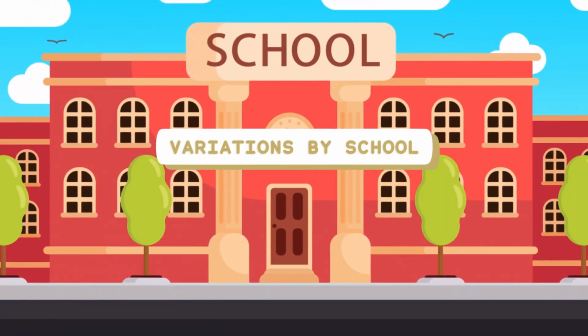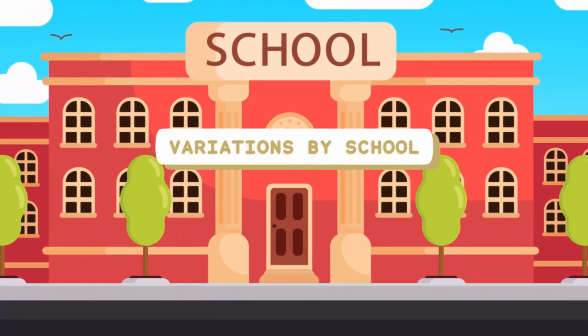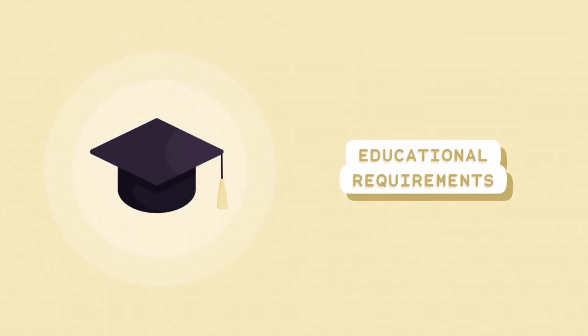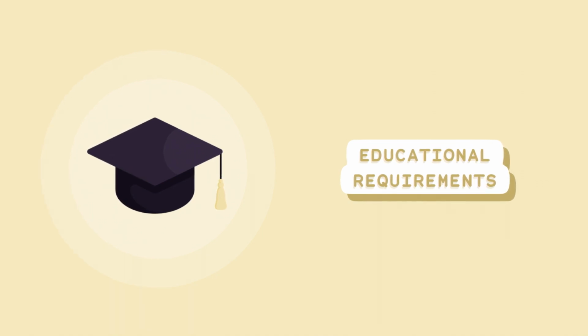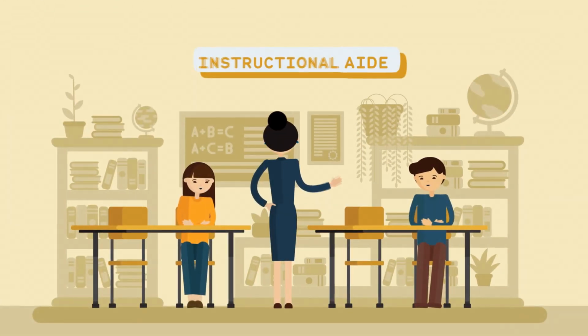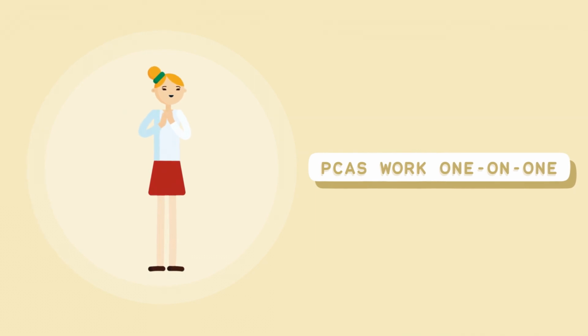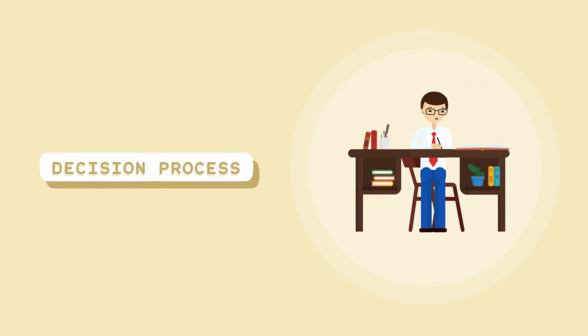This is not an easy question to answer because it varies by school. The biggest difference is that a PCA requires a high school diploma while an IA requires at least 2 years of college. If a classroom needs a general aid to help multiple students, that person is typically an IA. PCAs are almost exclusively tied to a specific student, but that isn't the case 100% of the time. Both positions share similar duties.